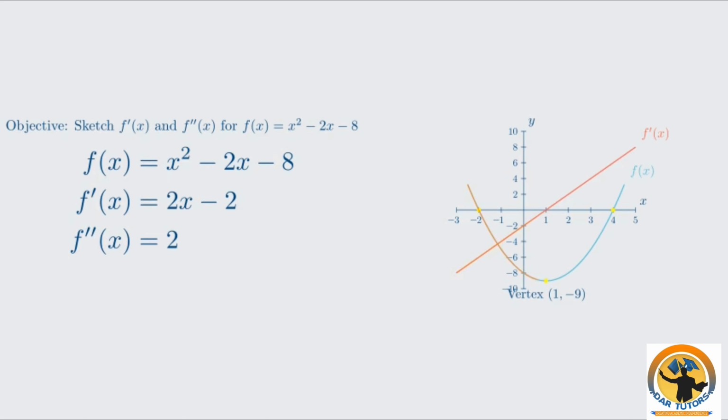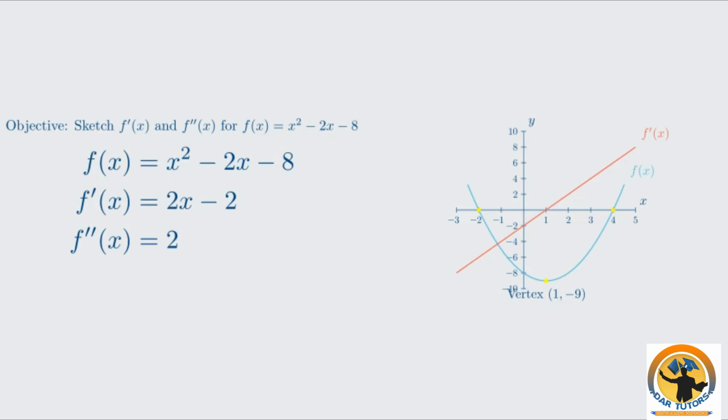For x less than 1, f of x is decreasing, and f prime of x is negative. For x greater than 1, f of x is increasing, and f prime of x is positive. This matches our graph of f prime of x.